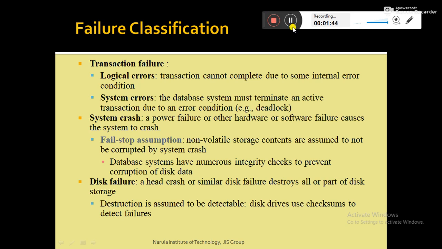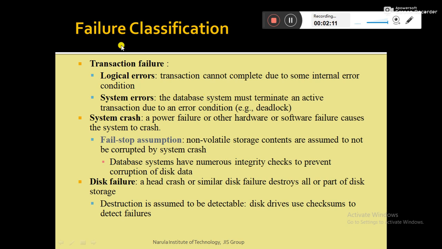That is why there is a component in the database system, the recovery management component, and that recovery management component has the responsibility to ensure the ACID properties like atomicity, consistency, as well as durability, even if a transaction fails during execution. So now let us discuss how to classify these failures.